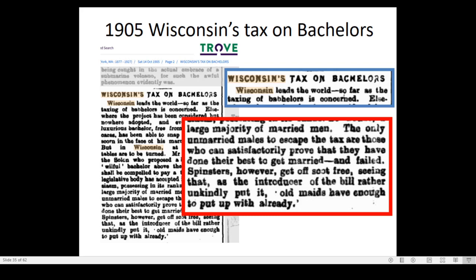Spinsters, however, you know what spinsters are. They're females that are unmarried. So spinsters, however, get off scot-free, seeing that, as the introducer of the bill rather unkindly put it, old maids have enough to put up with already. I thought this was a classic. 1905, tax for being a bachelor. Wow.